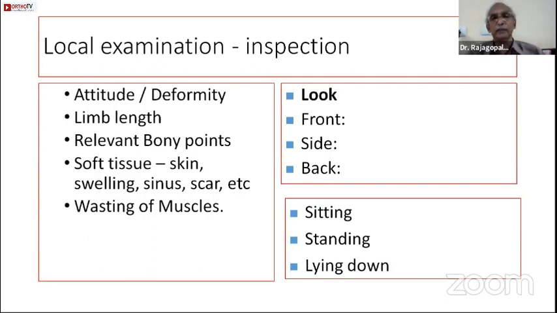Then look at the limb length. Then the relevant bony points. Please remember, all the bony points in whichever region may not be visible. Visible, relevant bony points. Then the soft tissue: you look at the changes in the skin, if there is swelling, sinus, scars, etc. And lastly, look at the wasting of the muscles. Please remember, wasting is something better seen by the eye than measured. Your eye is capable of appreciating a wasting, particularly if you have a contralateral muscle which is normal. And this is where you have to tune your vision for that.